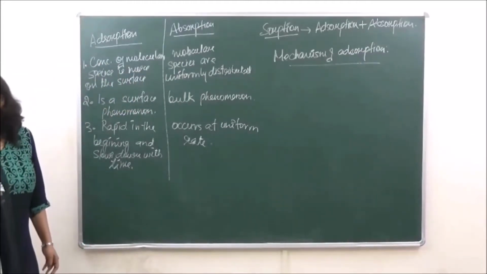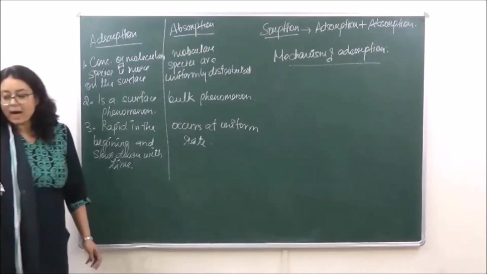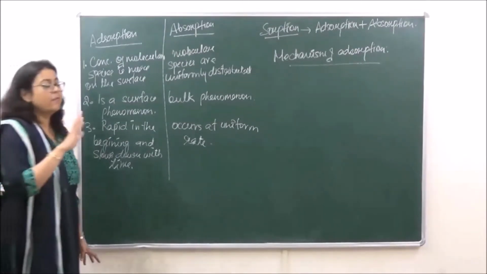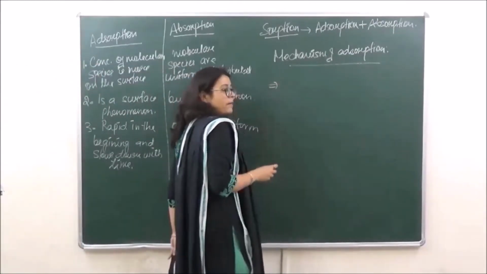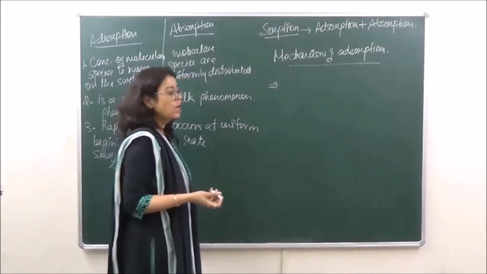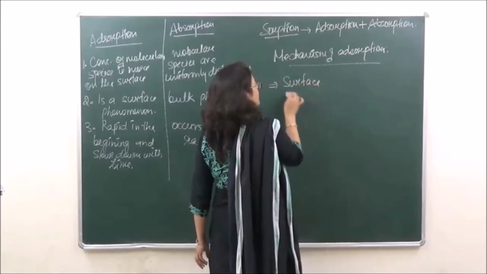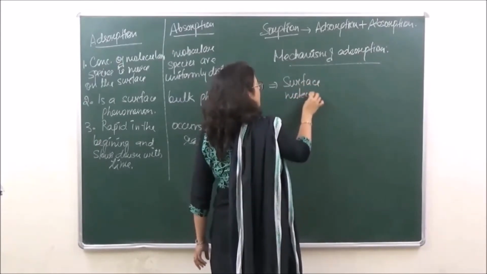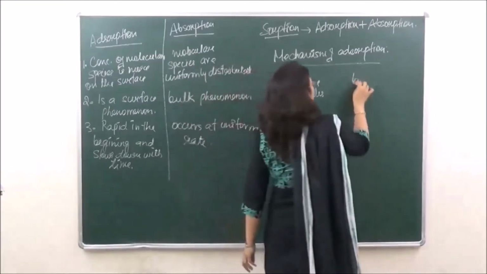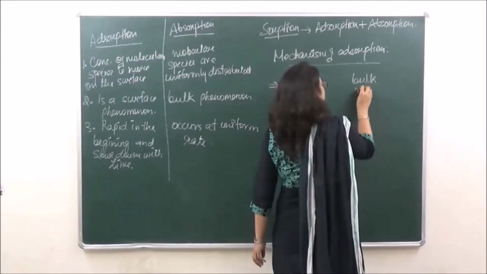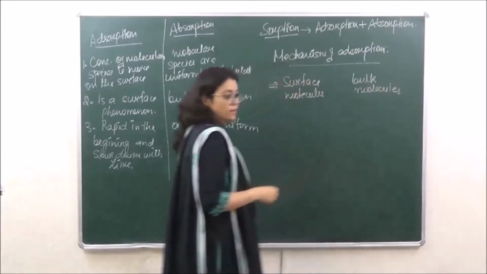Now in case of adsorption, we say that the surface molecules are in a different state from the molecules which are present inside the bulk. Basically we have two kinds of molecules, the surface molecules and the bulk molecules. So both these surface molecules and bulk molecules are in a different state.